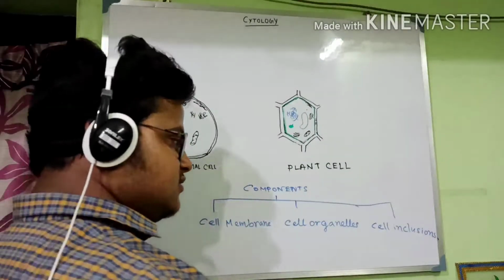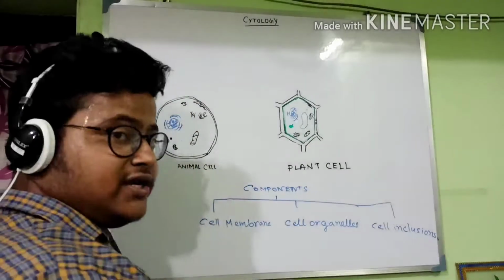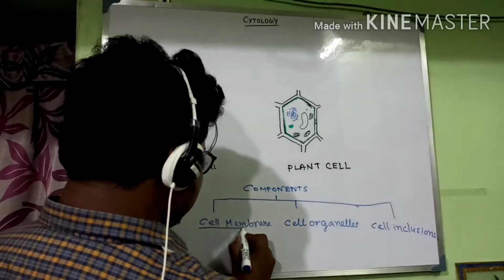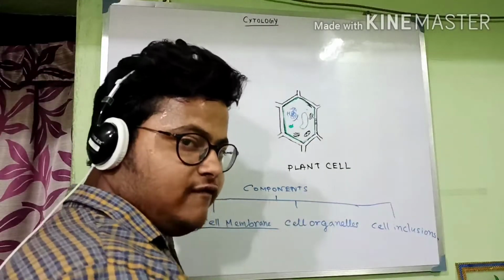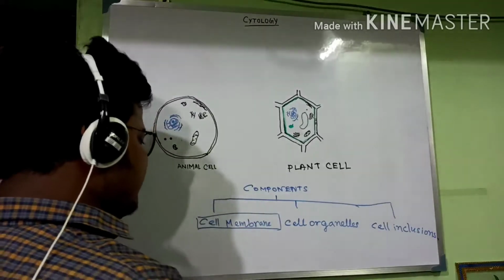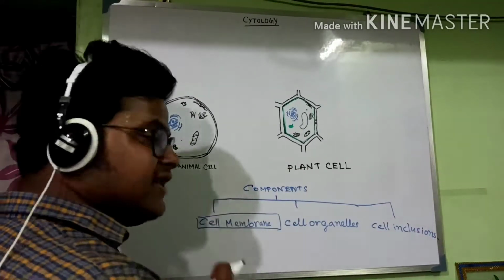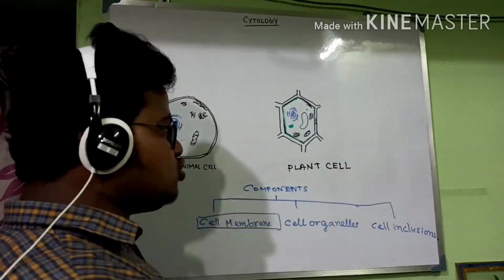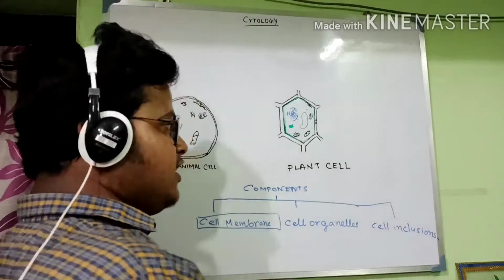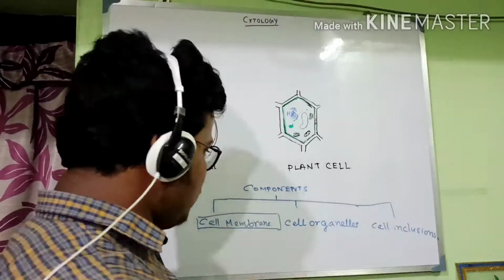So what are the cell inclusions? First, the cell membrane and cell organelles. Cell membranes are the protective covering of any cell. Both animal cells and plant cells contain a cell membrane, but plant cells also have another covering known as the cell wall. Animal cells do not contain a cell wall.